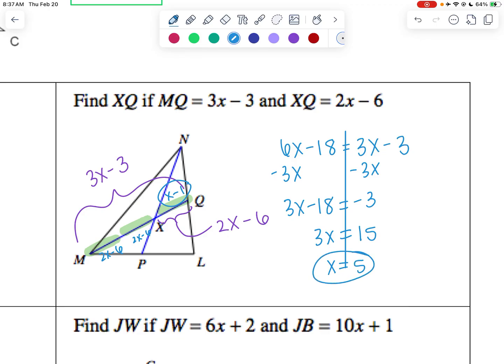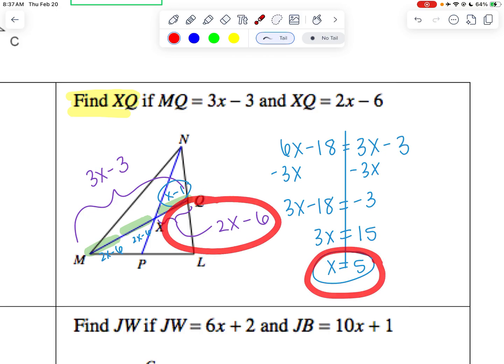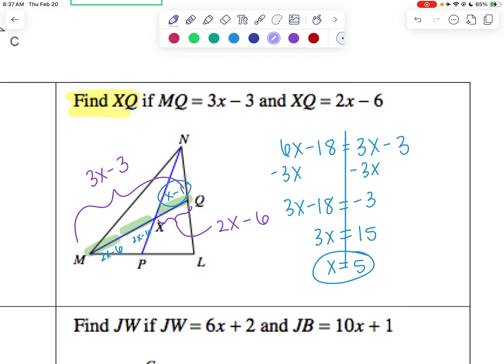Now, you need to be really careful about reading, because the question doesn't ask you for x. The question asks you to find XQ, which means that I need to take 5 and plug it back in over here for XQ. So what's 2 times 5 minus 6? XQ would equal 4.